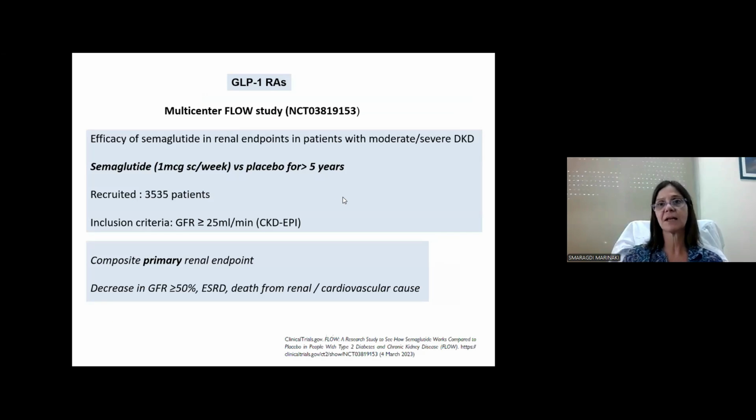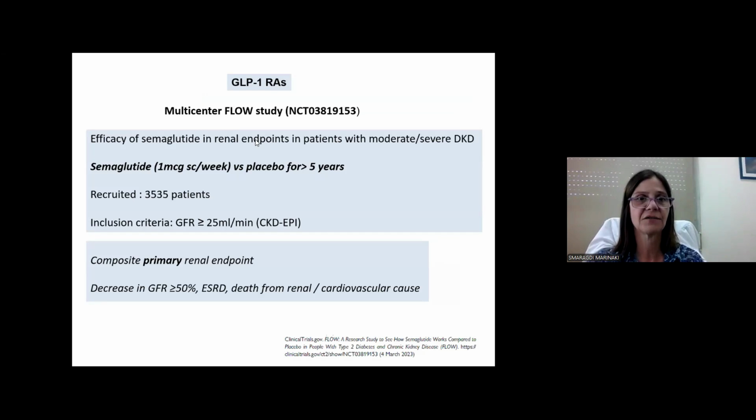The definite answer, I think, will be provided when we have the results from the multicenter FLOW study. This study recruited more than 3,500 patients and tested the efficacy of semaglutide on renal endpoints in patients with moderate and severe DKD.